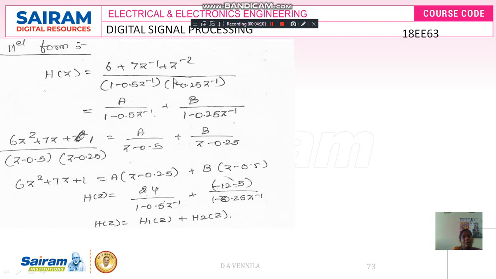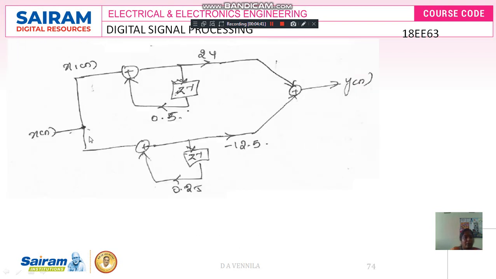Parallel realization means adding the first transfer function to the second transfer function. So what we have to do is split the denominator using the partial fraction method. Now my h of z will be equal to h1 of z plus h2 of z. Separately I have to take direct form 1 and direct form 2 for h1 of z, and the same for h2 of z. After that I am going to add both, h1 of z and h2 of z. This is the common input and this is the common output.